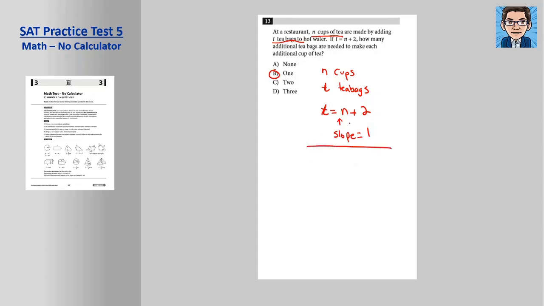Now, if you didn't see that, and you got confused about the 2 or whatever else, we could pick values. We could use a strategy of picking values for unknown values. So let's say we had, in this relationship, t equals n plus 2. So say we've got n is 10, then t is going to be 12. And let's pick another example. What if n is 20? Then t is going to be 22. So let's take a look. To make an additional 10 cups, we need 10 more tea bags. So again, the ratio is 1 to 1, and we just need one additional tea bag for every cup that we're going to make.